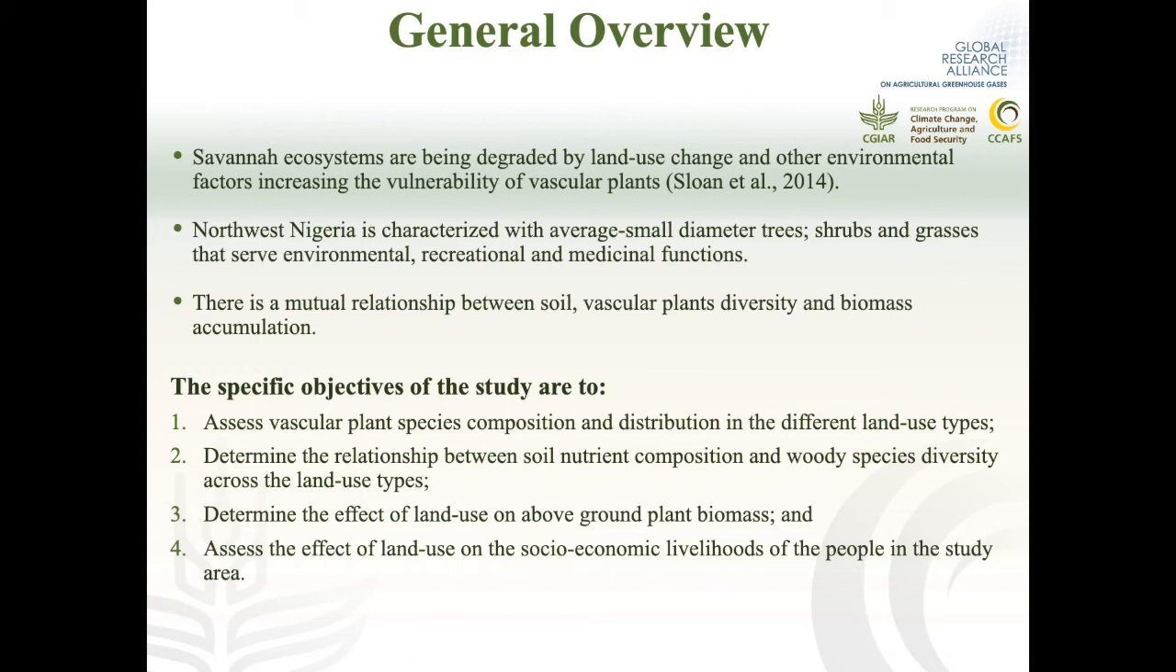One, to assess vascular plant species composition and distribution in different land use types; to determine the relationship between soil nutrient composition and woody species diversity across the land use types; to determine the effect of land use on above ground plant biomass; and lastly, to assess the effect of land use on the socioeconomic livelihoods of the people in the study area.